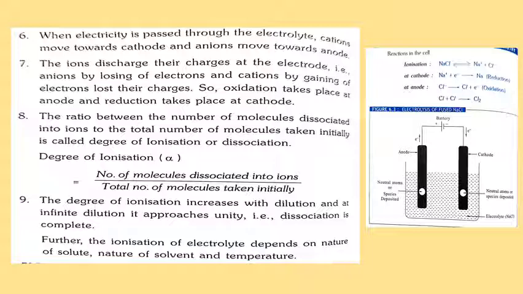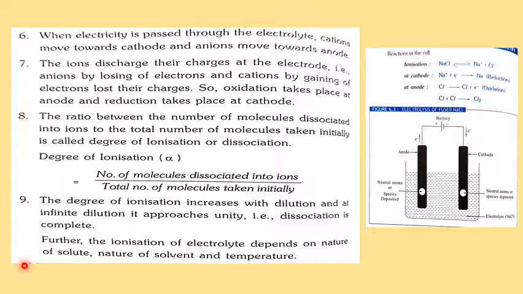This is the cell. In this cell we take one beaker. In this beaker we take water and dissolve NaCl in the water. Then aqueous NaCl solution is formed in this beaker. Next, put the two electrodes in the solution. One acts as anode, another acts as cathode. These two are connected with the battery through the wire.